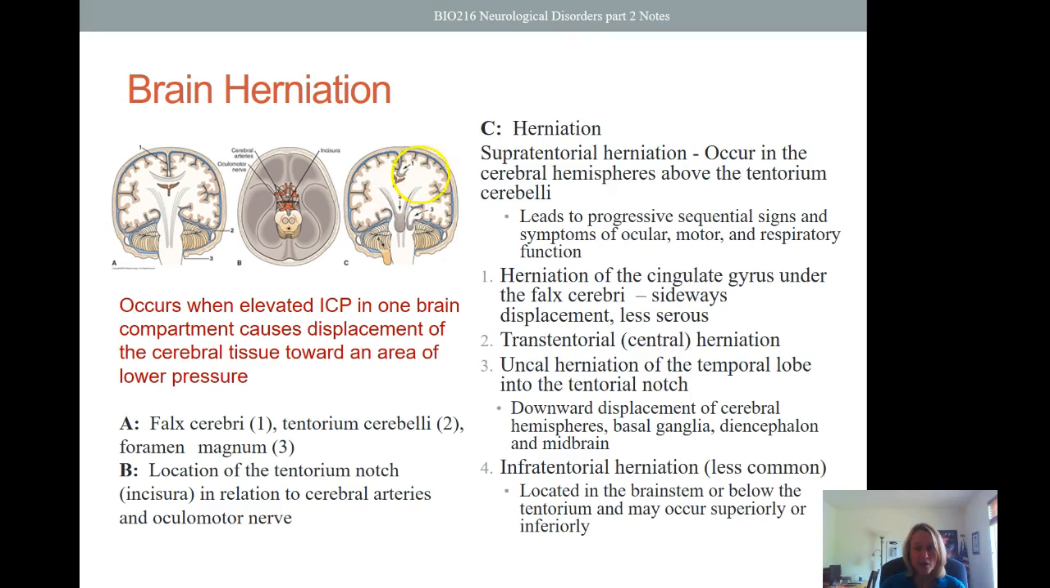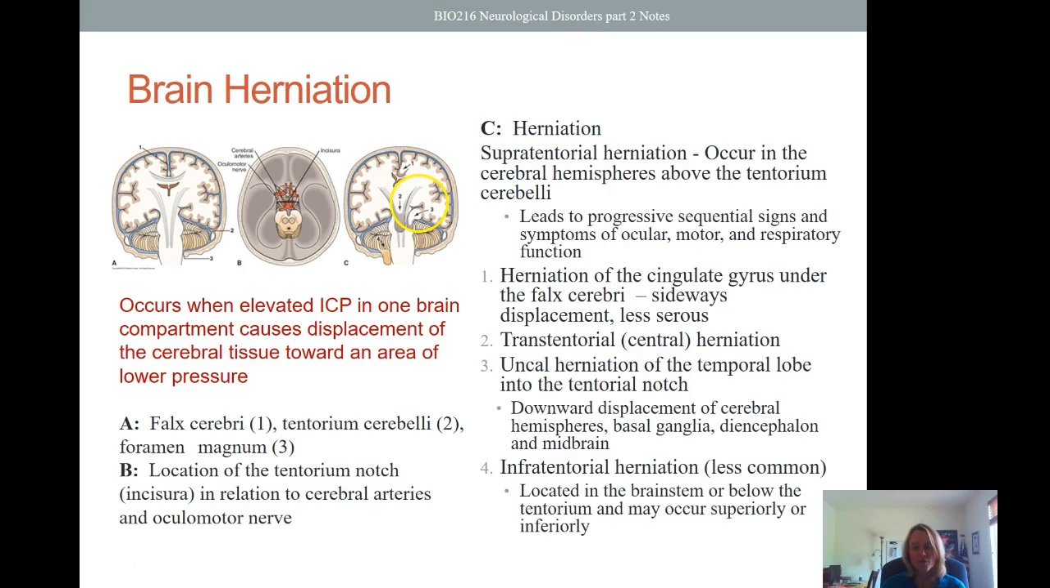So this is a sideways displacement. This one is a little less serious, although these all are serious. Number 2 is a transtentorial or central herniation. And number 3, this shows an uncal herniation of the temporal lobe into the tentorial notch.